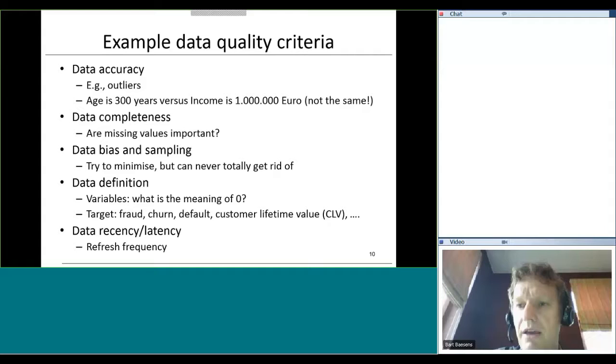Data bias and sampling. As soon as you start working on a particular sample, you always have some bias because the sample was drawn during a particular time frame, assuming a particular strategy of the firm, assuming a particular portfolio composition, and so on. So data bias is always an issue, but it's very important that you are aware of the bias that's in your data, such that you can appropriately understand the findings that come out of your analytical models. Data definition, data recency, and latency. These are just a few examples of data quality criteria or dimensions that should be carefully looked at when you want to improve your data.